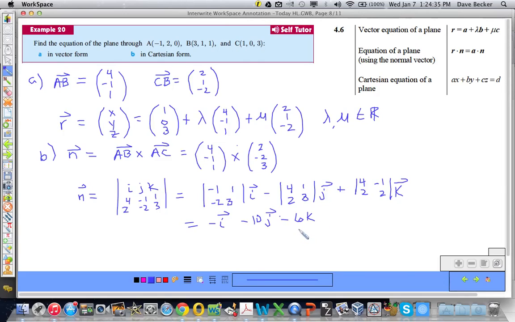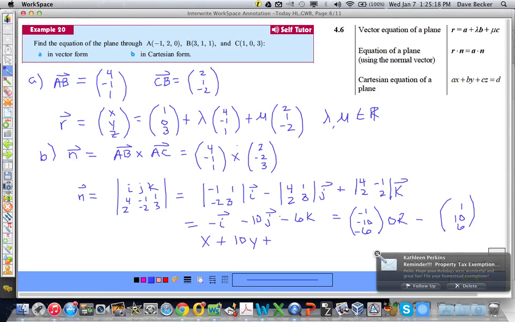Okay, so what does that tell us? Well, I can write this as (-1, -10, -6), or that's equivalent to (1, 10, 6). So how does that help me? Once I have my normal, I can easily do my Cartesian because I have my a, my b, and my c. That means that I have 1x, which is x, plus 10y, plus 6z.